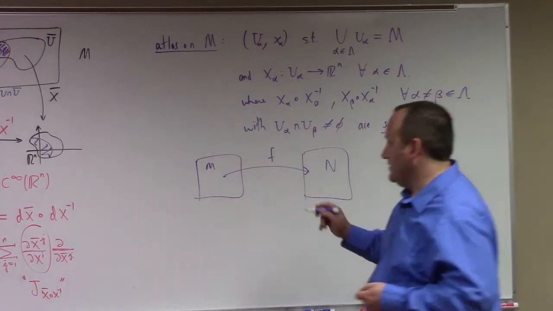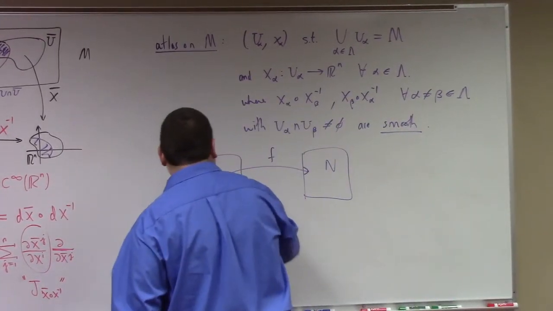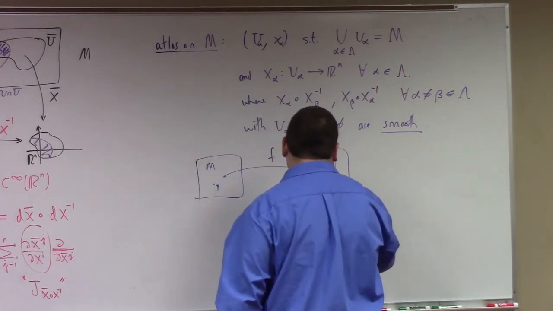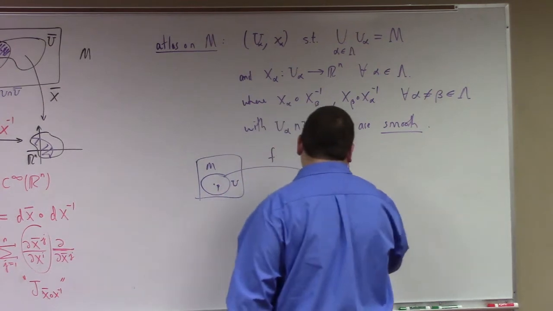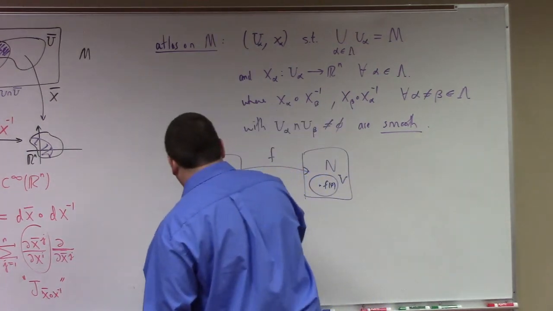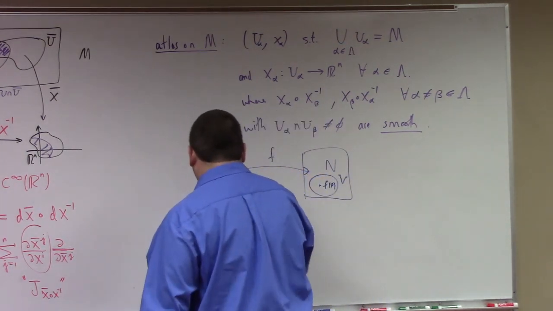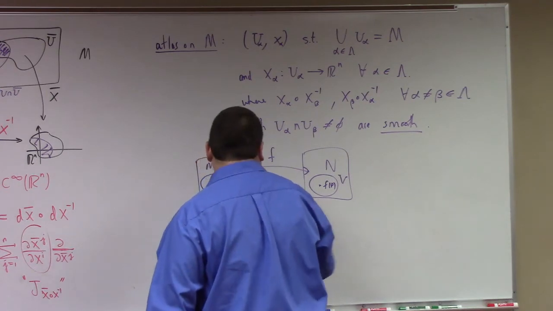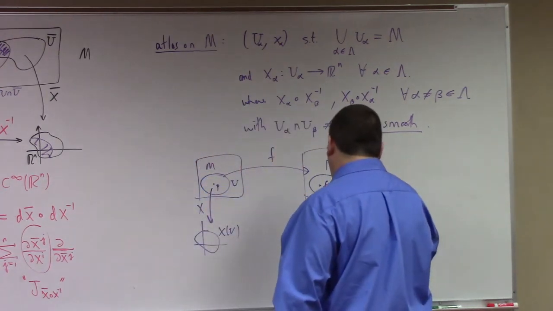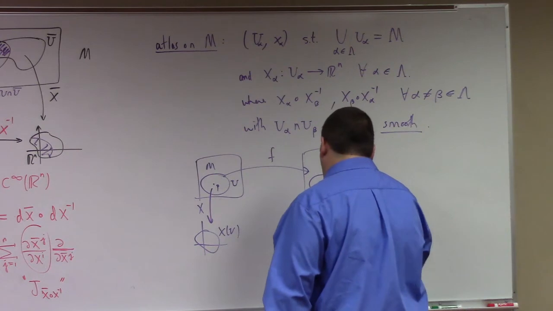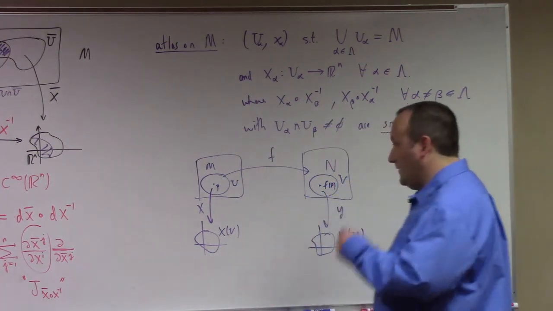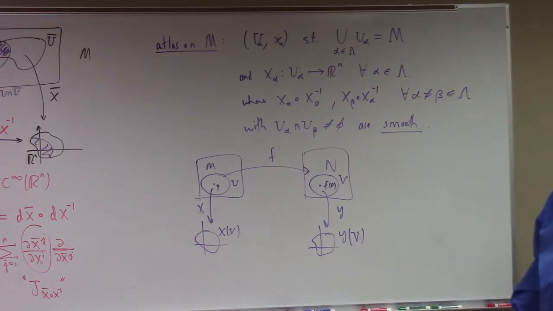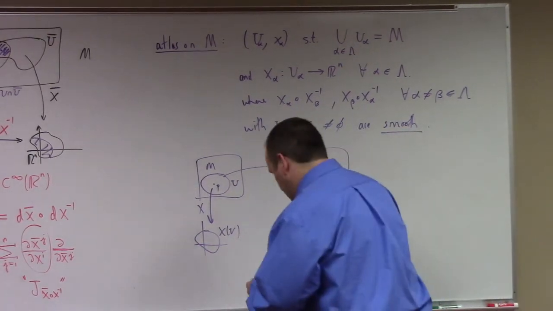That means that if you pick a point P, and you look at its image F of P, then you can pick some neighborhood U here, neighborhood V here, such that this X takes you down to X of U, and this here, the Y coordinate chart in the range, takes you down to Y of V. And then if you look at the local coordinate representative of that F, right?